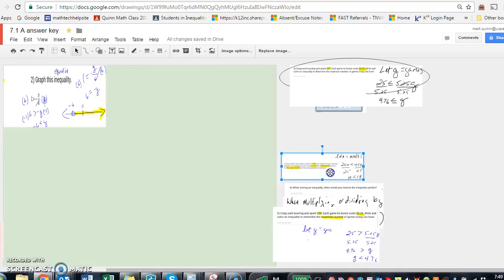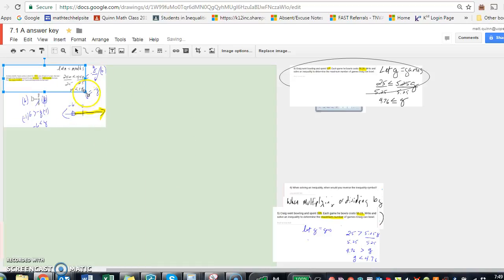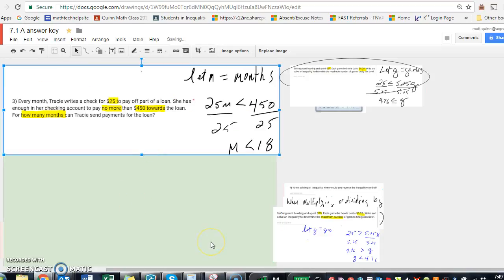Where's number 3? Number 3 was, I think, our first word problem. I know you guys love word problems. A lot of you are really good with them. It's pretty impressive. Okay, so every month Tracy writes a check for $25 to pay off a loan. She has enough in her checking account to pay no more than $450 towards the loan. For how many months can Tracy send payments for the loan?